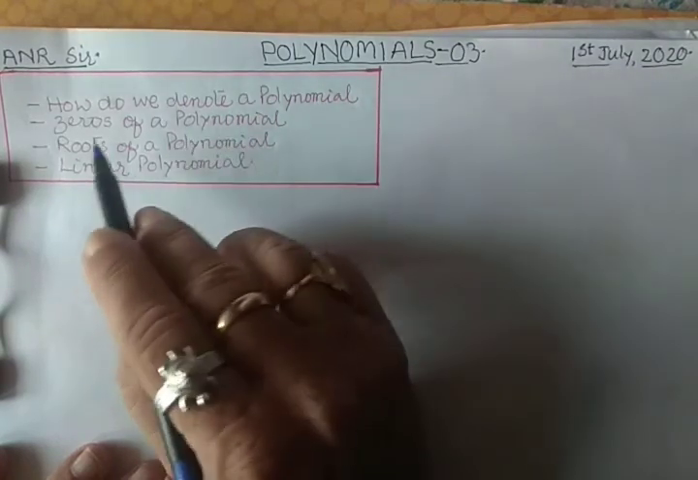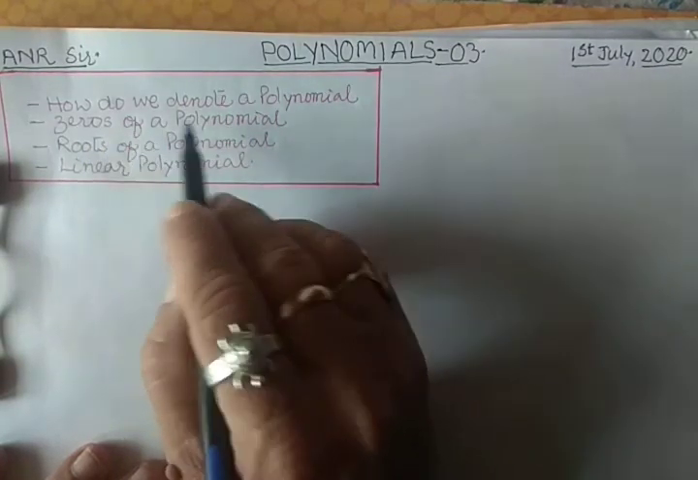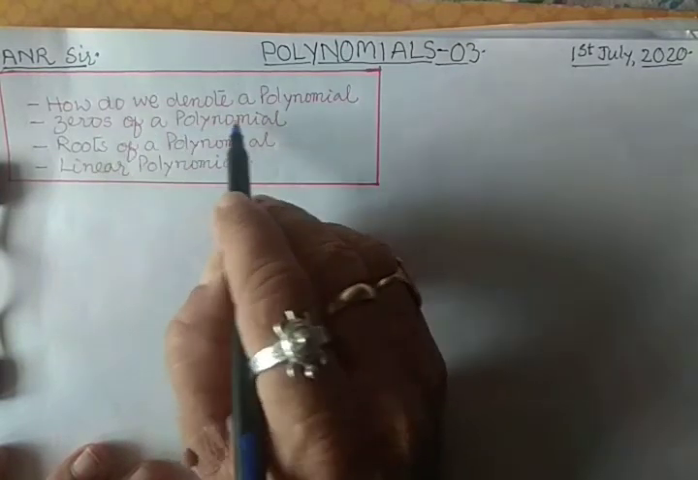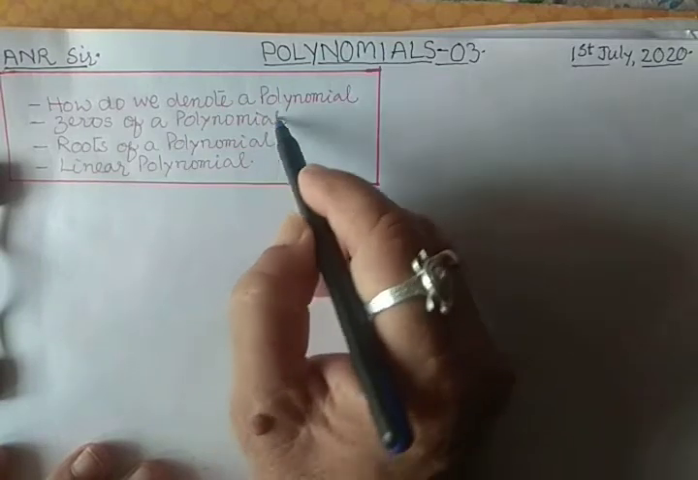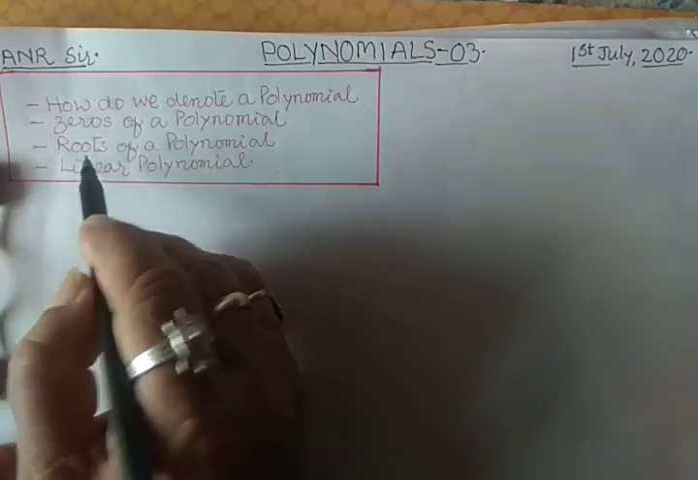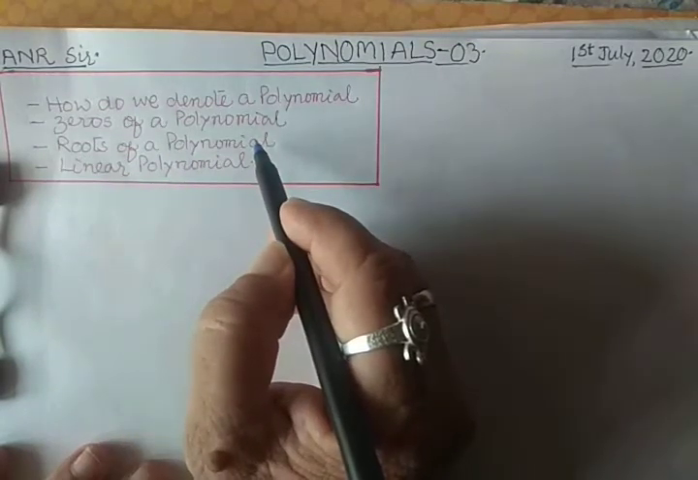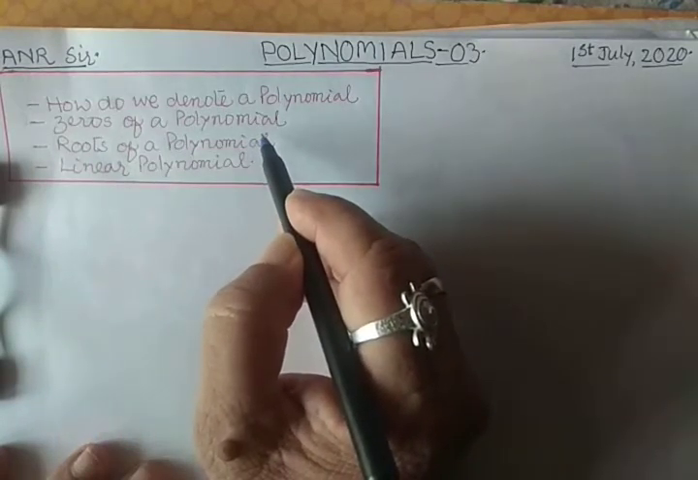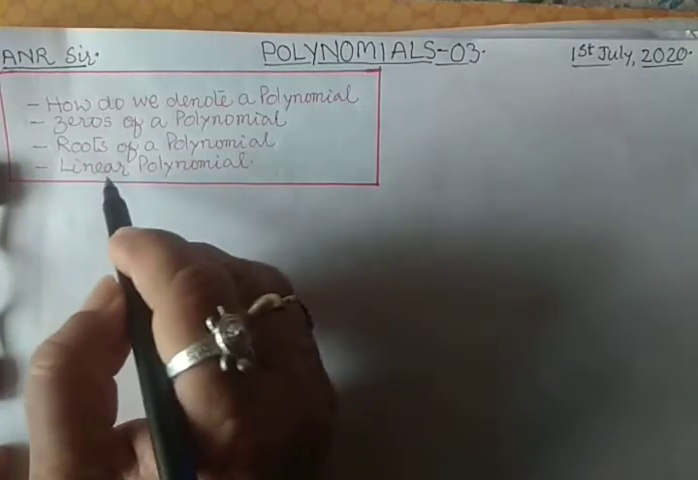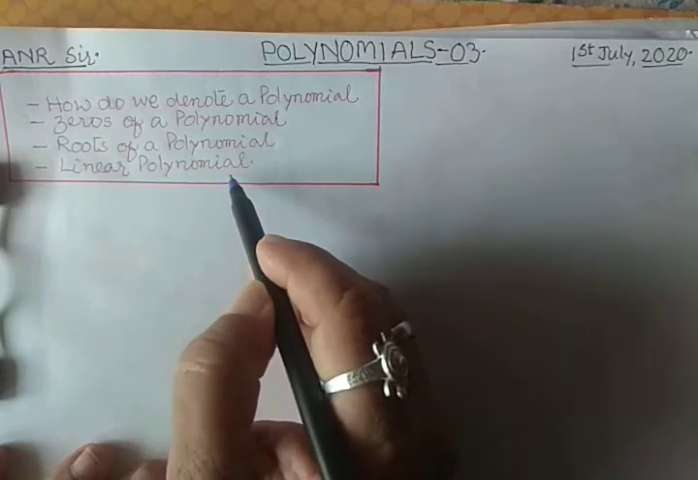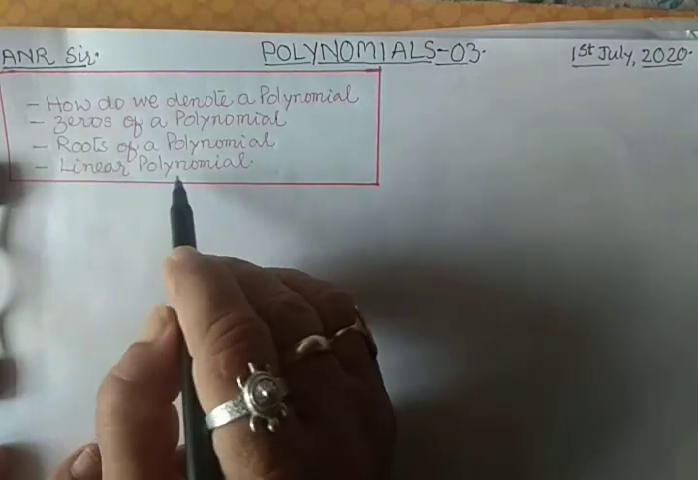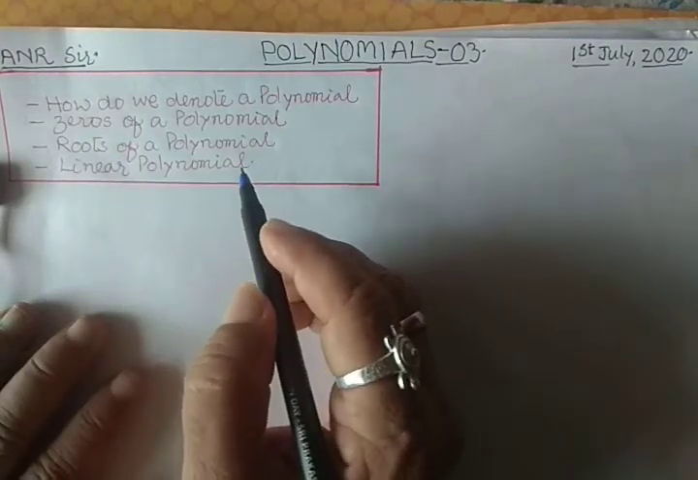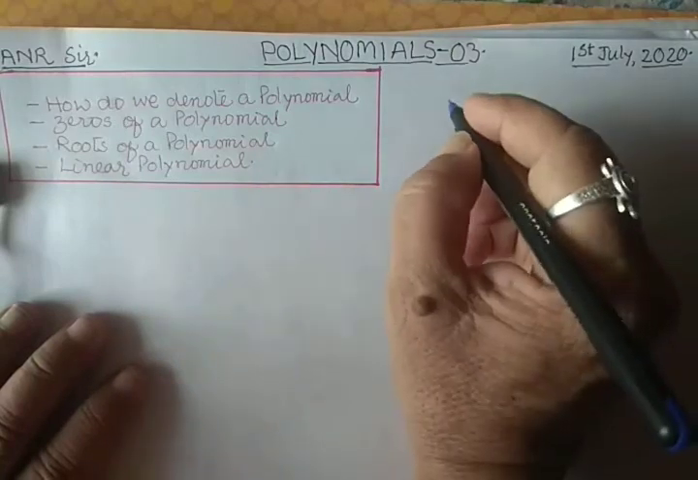And what are zeros of a polynomial? How to find the roots of a polynomial? And what is a linear polynomial? Okay, so first of all, let us write some polynomials.